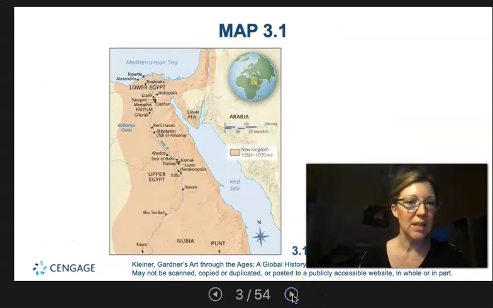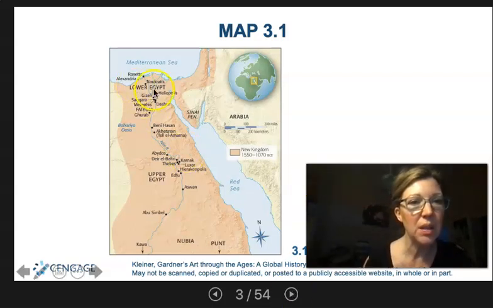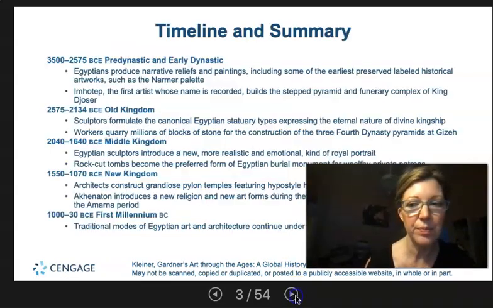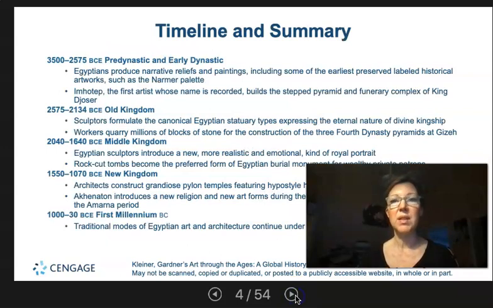Pardon me. Okay, so here we've got the map of ancient Egypt. I always thought it was so interesting that Lower Egypt is north of Upper Egypt, and I'm not sure if that's because of the mountains. I can't remember, but lots of these cities we're going to recognize in the lecture. Here we've got the timeline and summary for a really fast explanation. Very quick if you want to do a screen cap.